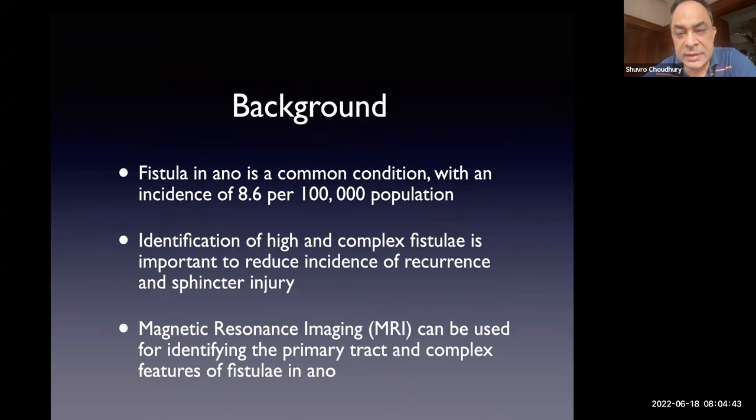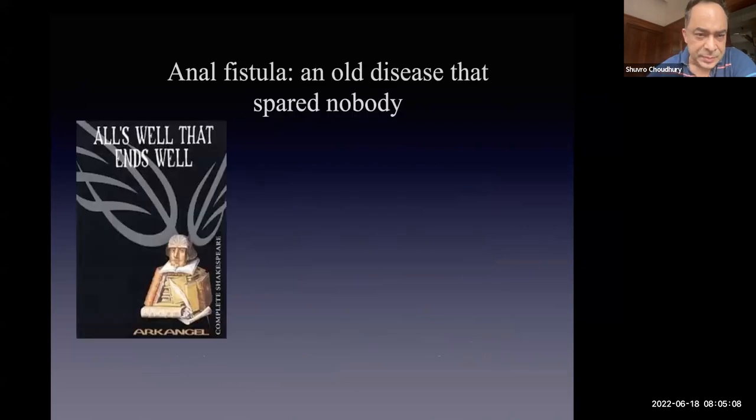The key is to identify a high and complex anal fistula, because to reduce the incidence of recurrence and to reduce the incidence of sphincter injury related to the accompanying surgery, an MRI can be used to identify the primary tract and the complex features of fistula in ano. And this is where I want to talk to you about that. What are the components of a perianal fistula that we need to identify on MR and which is helpful for the surgeon? And it is actually the oldest surgical disease.